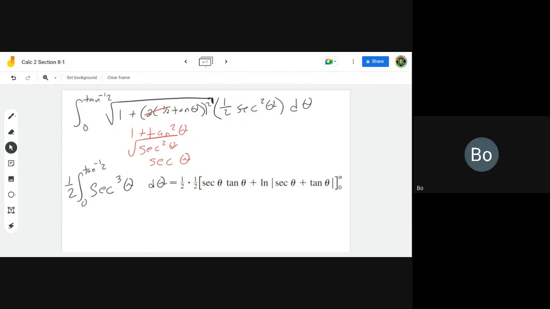Why is there a random alpha in there? Because the book, instead of writing out arctangent on every one of them, wrote the alpha there. So that right there is really just arctangent of 2.